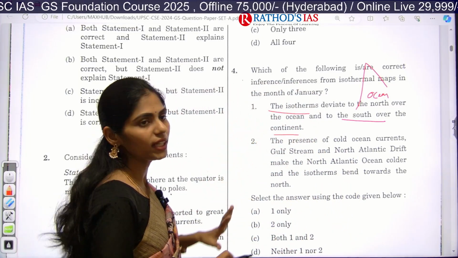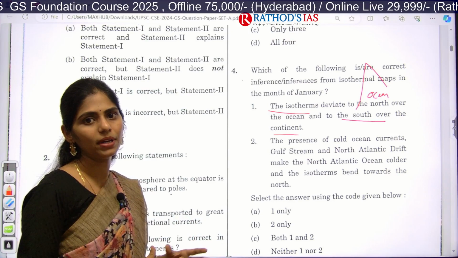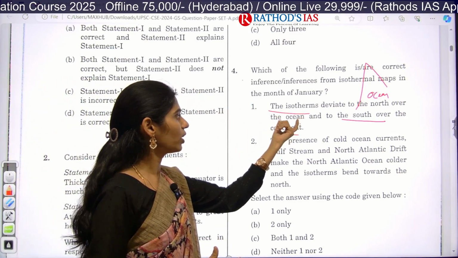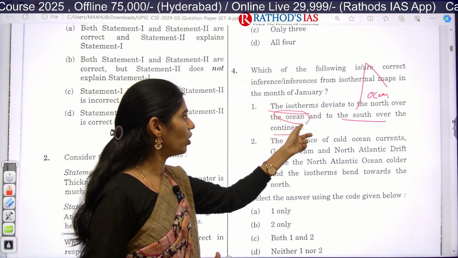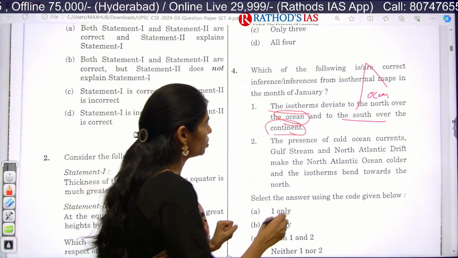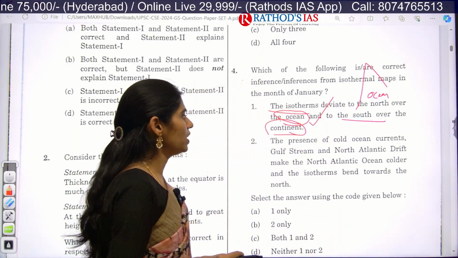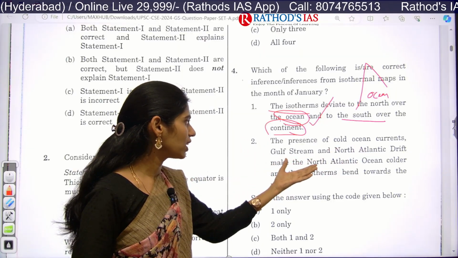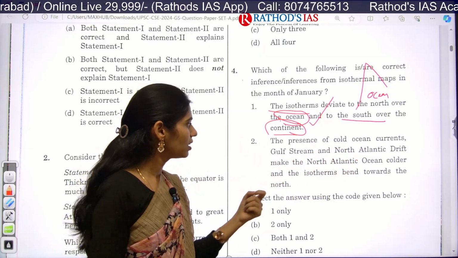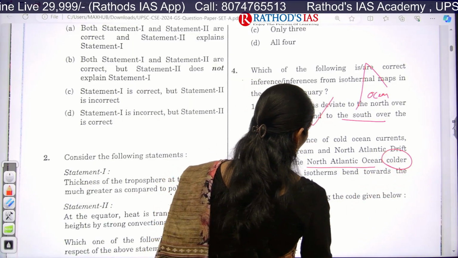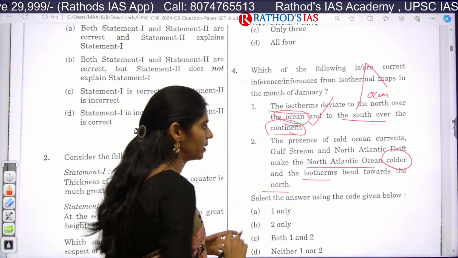Yes, it's absolutely correct. If you see the map, it says that during this ocean or water, there is more temperature. On the land, we are having less temperature. So this is correct. And the next one here is: the presence of cold ocean currents like Gulf Stream and North Atlantic Drift makes the Northern Atlantic Ocean colder and the isotherms bend towards the north.